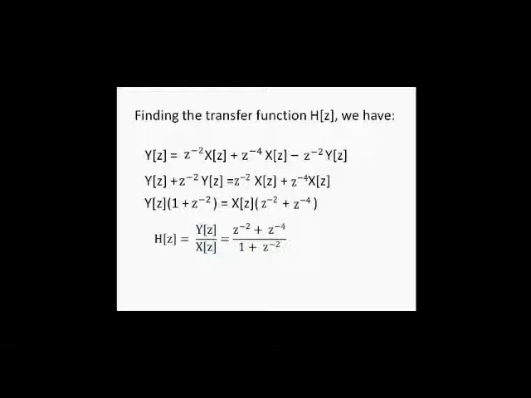H[z] is equal to Y[z] over X[z], which is equal to z^-2 + z^-4 all over 1 + z^-2. It is now equal to z^-2 times the quantity of z^-2 + 1 all over z^-2 + 1, which is equal to z^-2. Finding the inverse z transform of z^-2, we have h[n] equal to the inverse z of z^-2, which is equal to delta[n - 2].